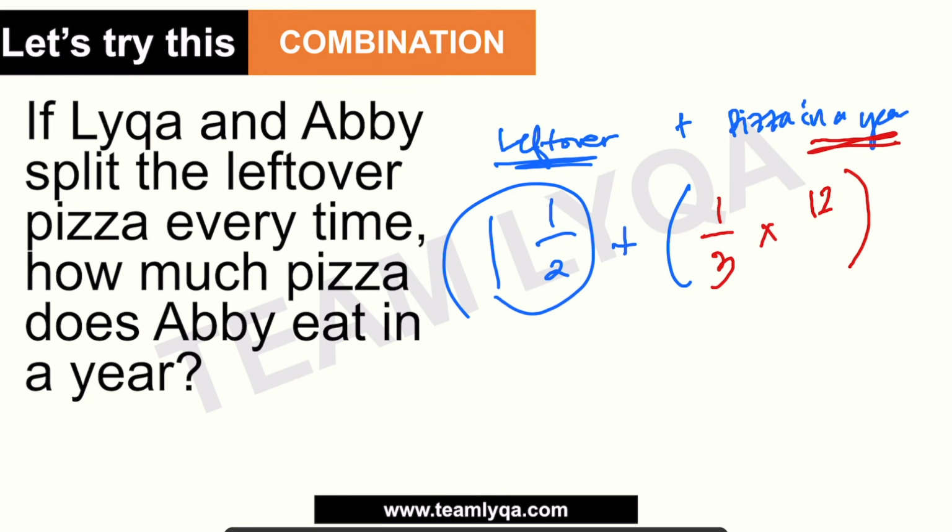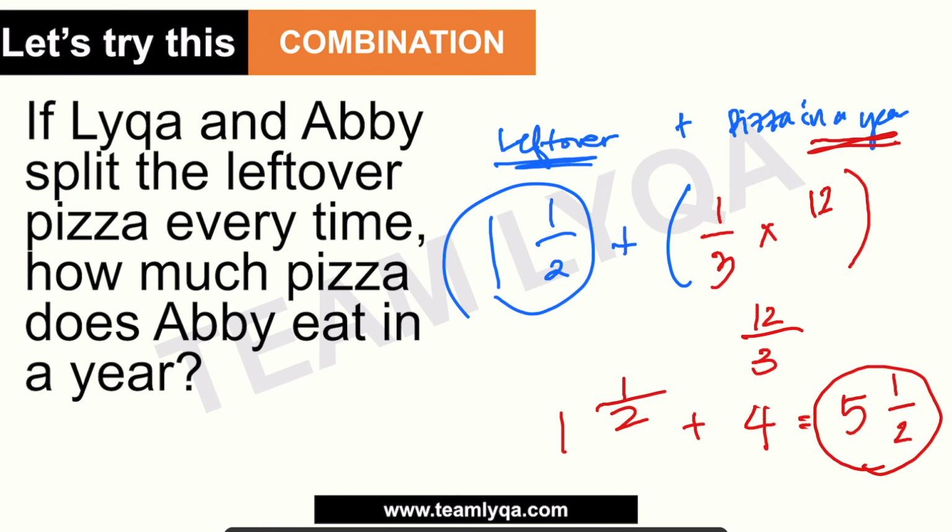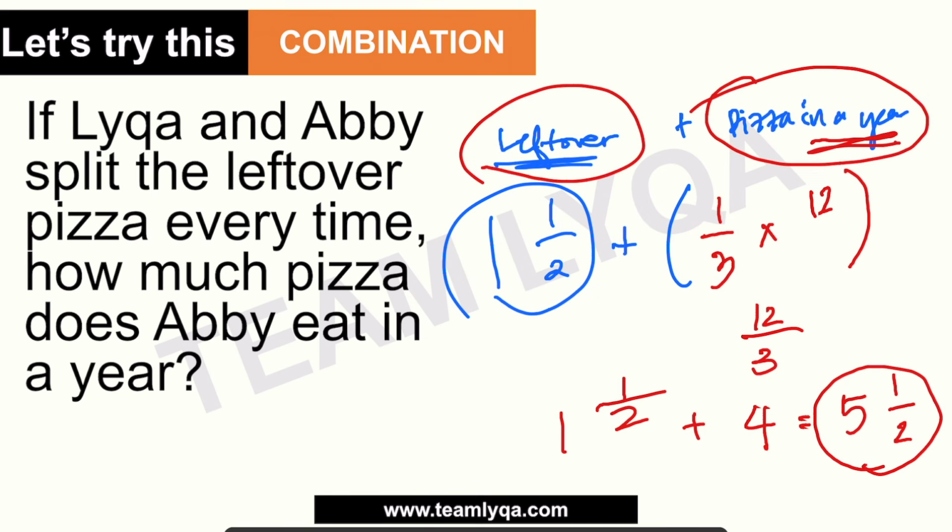Now, ang 1/3 times 12 is 12 over 3 or 4. Okay? Yung 4 na yan, idadagdag ko dun sa 1 1/2. So, the answer is 5 1/2. So, sa isang taon, ang total na kinakain na pizza ni Abby is 5 1/2. Pinagsama yung kinakain niyang share sa tira at yung kinakain niya kapag unang binili yung pizza. Okay? So, again, these are just examples. You have to really pay attention pagdating sa problems that you encounter in your exams.